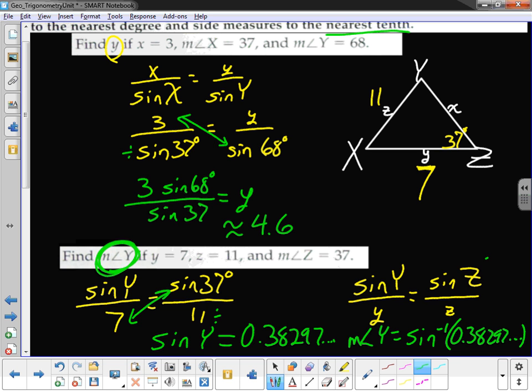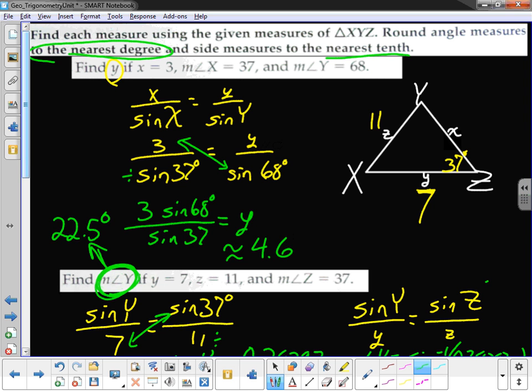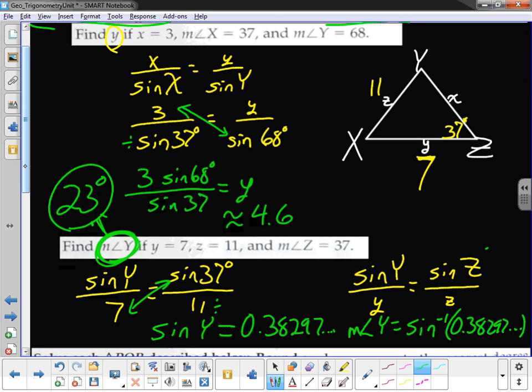So the measure of angle y is around 22.5 degrees. But it wanted us to round to the nearest whole degree, so 22.5 degrees would be 23 degrees. Now, could I have done that on my little slip of paper? You betcha. I would have found which number was closer to 0.3829 or 0.3830 on my paper.